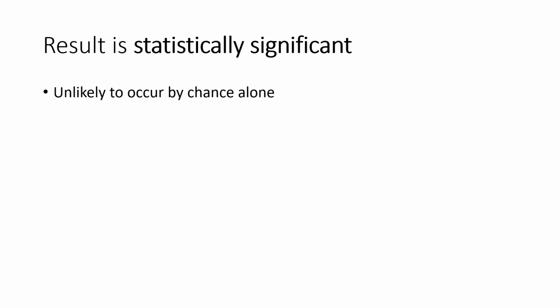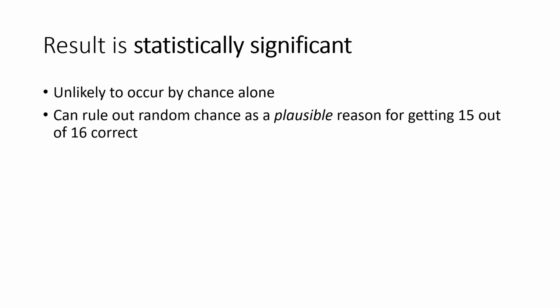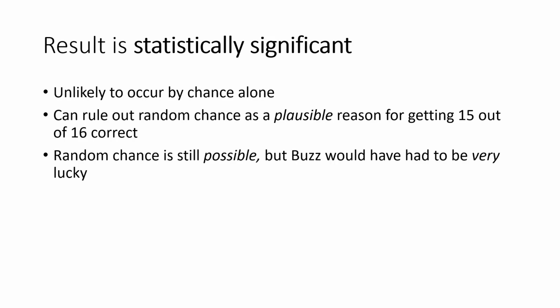Because 15 out of 16 heads was far in the tail of our by chance distribution, we say that this result is statistically significant. That is, that it's unlikely to occur by chance alone. This means that we can rule out random chance as a plausible, that is, believable, reason for getting 15 out of 16 correct. It's still possible that Buzz was just guessing, but he would have had to have been very lucky.